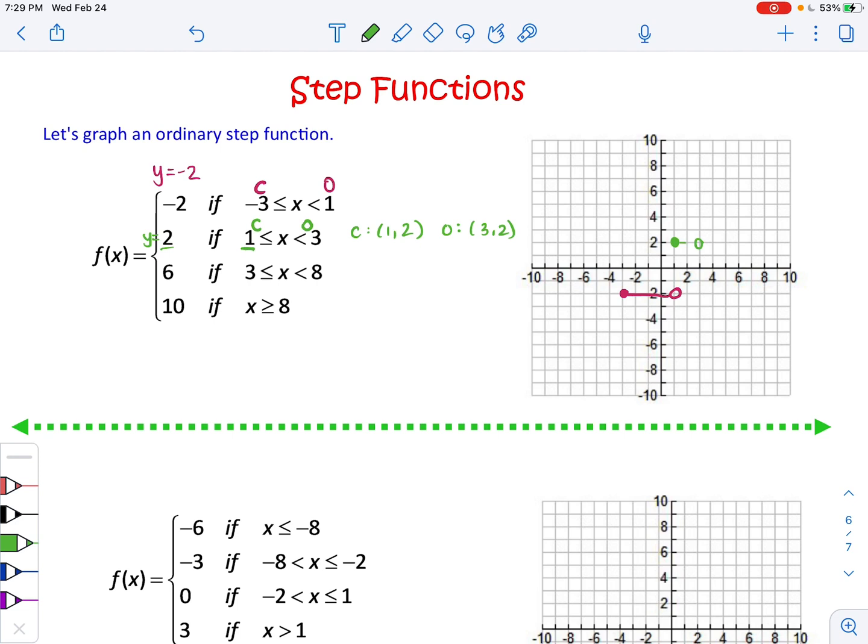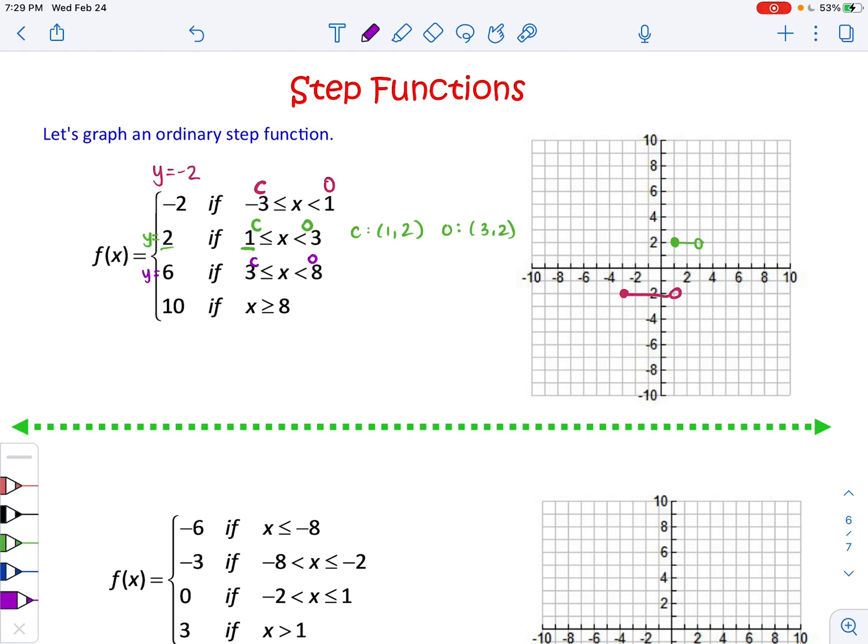Connect those two dots. There is our second step. And continue on. So in the third line, I have y equals 6 if 3 is less than or equal to x is less than 8. So we have 3 is less than or equal to x. So this one will be closed. And then x is less than 8 will be open.